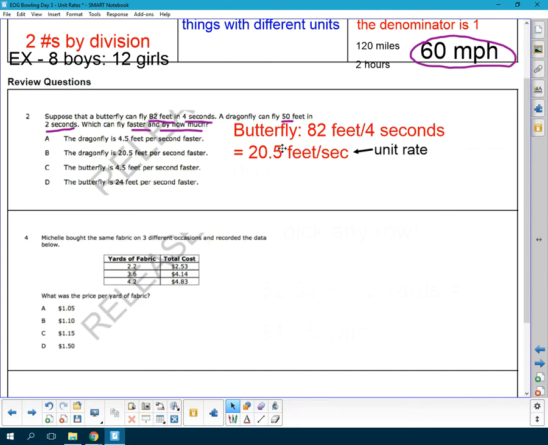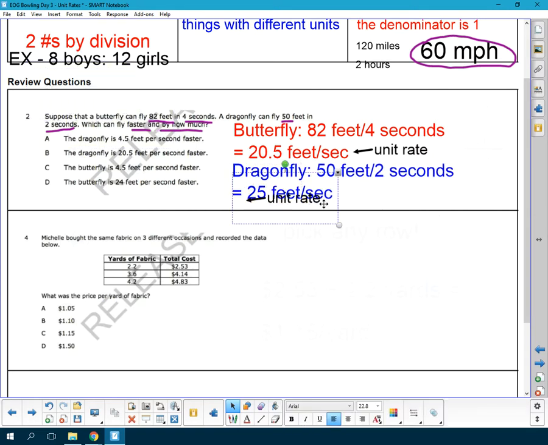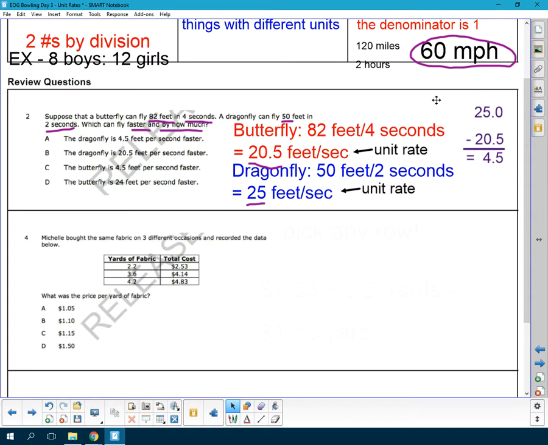That's the butterfly. The dragonfly can fly 50 feet in 2 seconds. His unit rate is 25 feet per second when you take those 2 things and divide them. I don't know if you can look at these numbers and tell which one is bigger, but 25 is definitely bigger than 20.5. How much bigger is it, you ask? Well, take 25 and subtract 20.5 from it. You get 4.5. So the dragonfly is 4.5 feet per second faster than the butterfly. Answer choice A is the correct answer there.